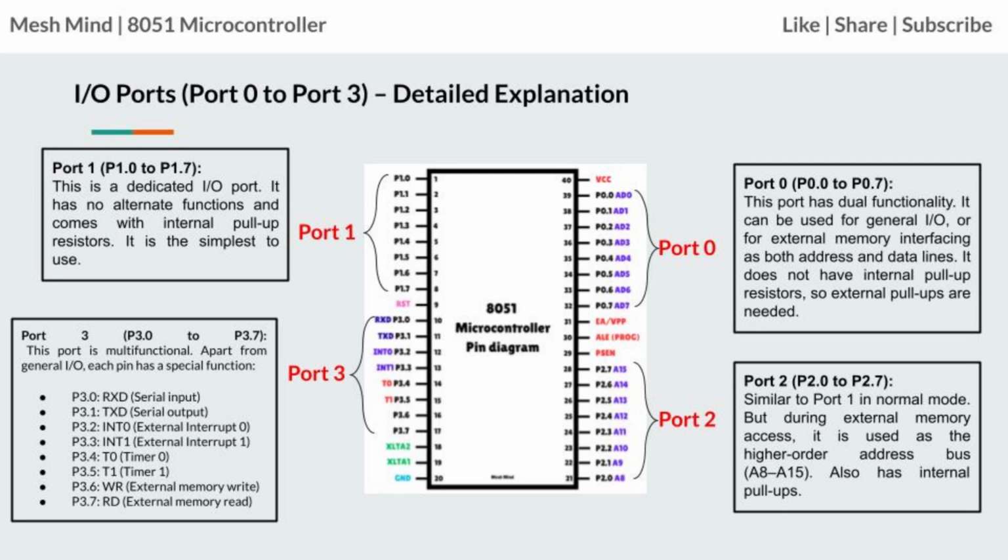Port 1, P1.0 to P1.7. This is a dedicated input-output port. It has no alternate function and comes with internal pull-up resistors. It is the simplest to use. Then port 2, P2.0 to P2.7. Similar to port 1 in normal mode, but during external memory access it is used as the higher order address bus, A8 to A15. Also has internal pull-ups.